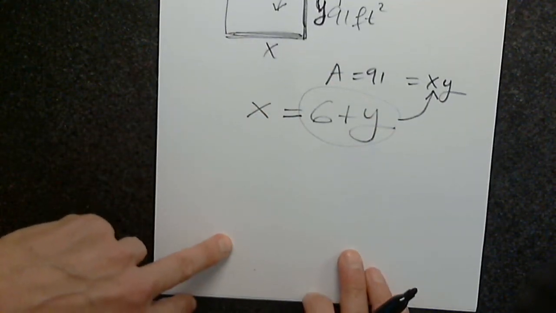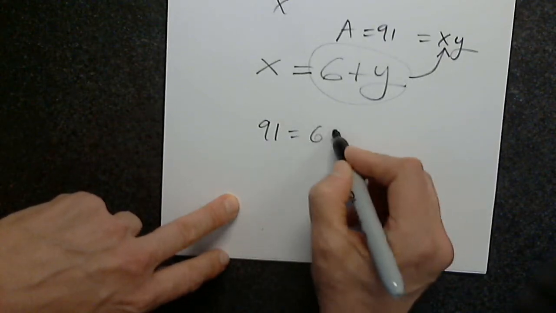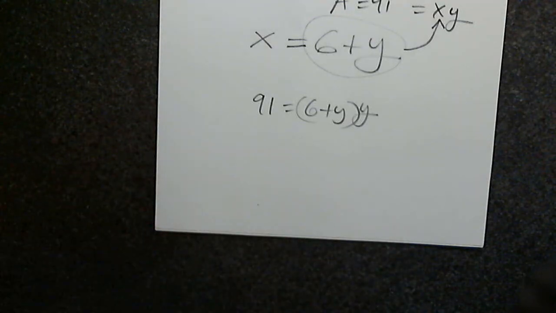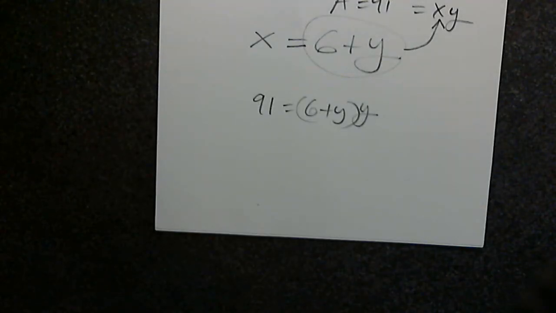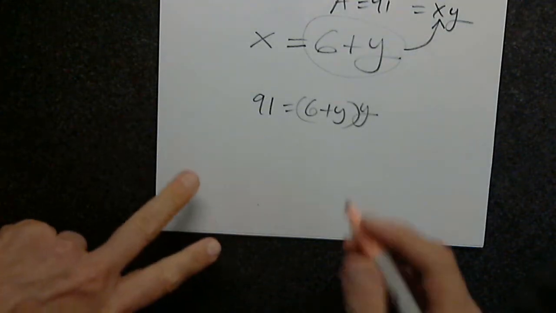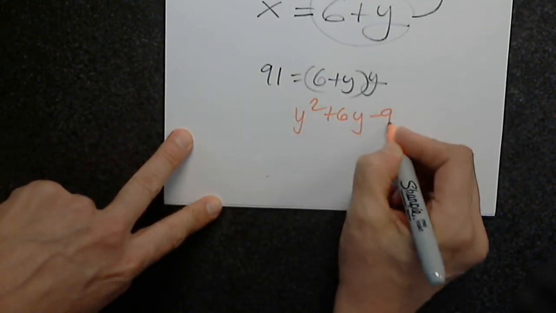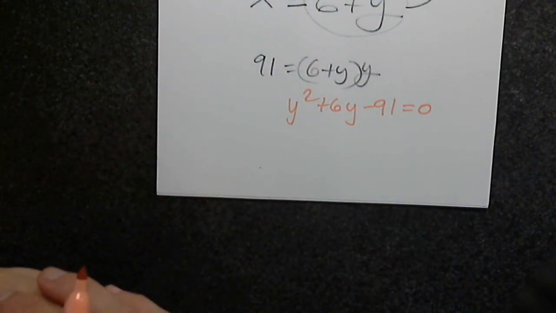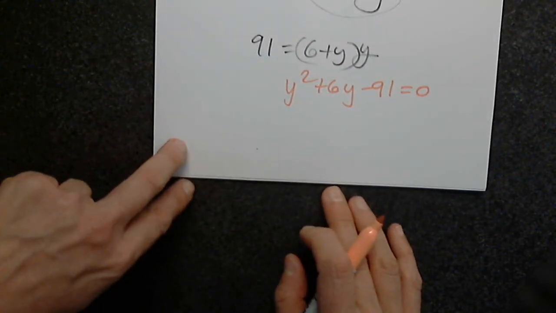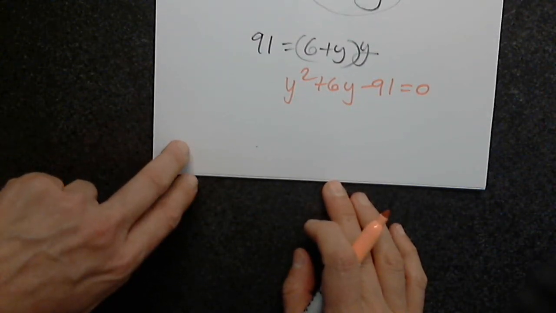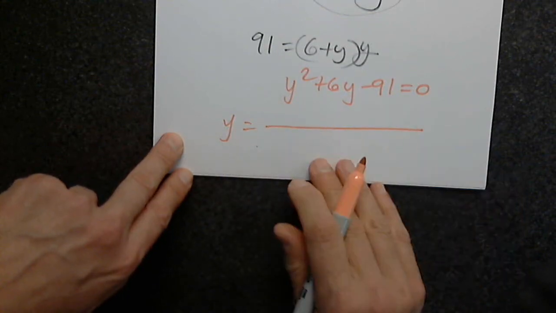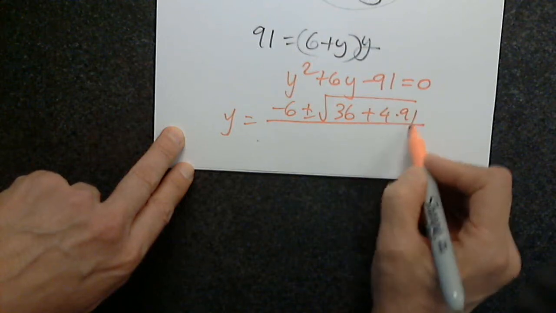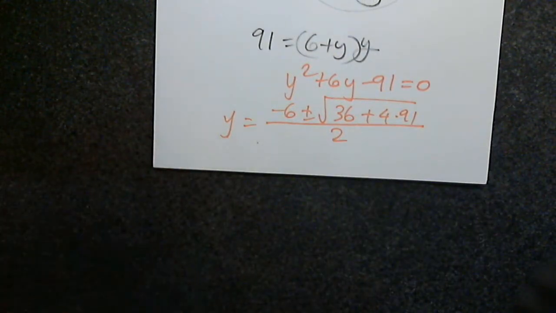Is this better? So now we have 91 equals 6 plus y times y. Of course, this is what type of equation, and what do I do with it? Yes. So I have y squared plus 6y minus 91 equals 0. So let's find y. Negative b plus or minus the square root of b squared minus 4ac, over 2a. And let me know what you get.